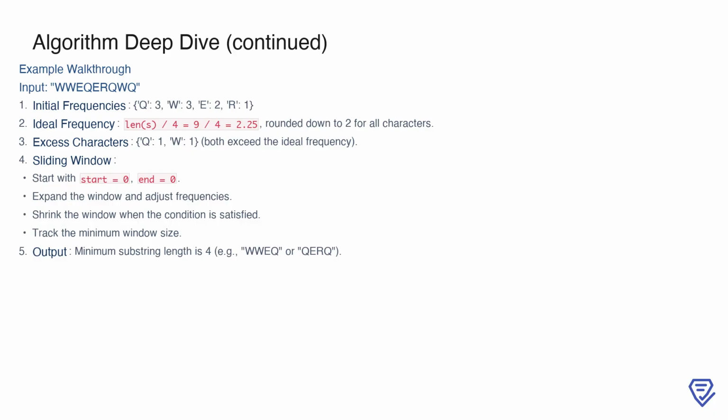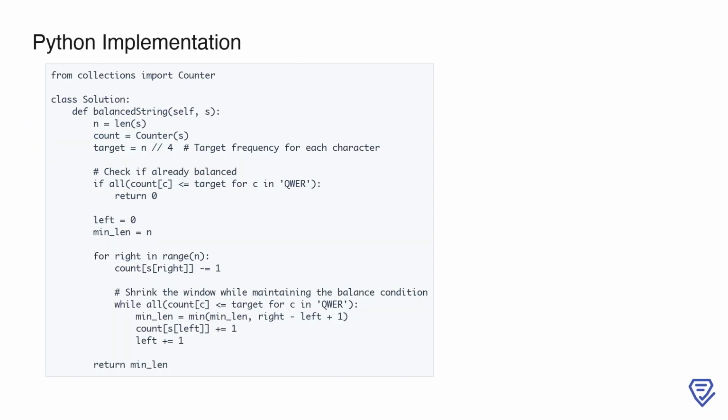Using the sliding window technique, we start with both pointers at the beginning of the string and expand the window while adjusting the frequencies. When the characters in the window are removed and the remaining string is balanced, we shrink the window to find the smallest valid substring. For this example, the minimum substring length is 4, and valid substrings include WWEQ or QERQ. The result is 4.